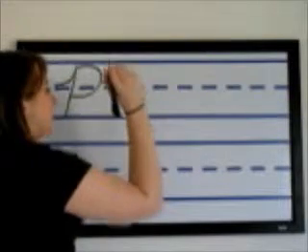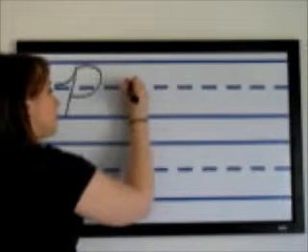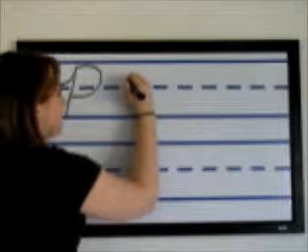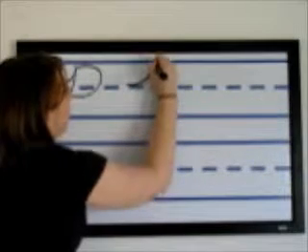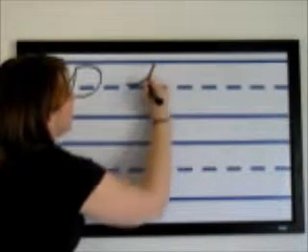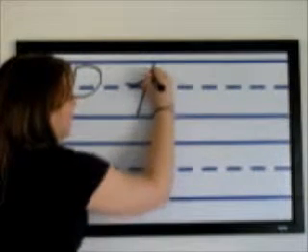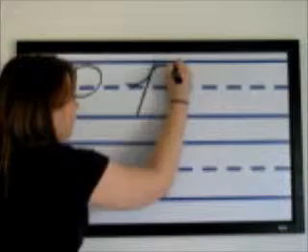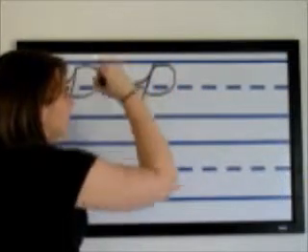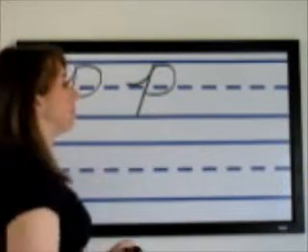Now here it is step by step. You're going to start near the middle line, and you're going to rock up to the top, make a slant line down to the bottom line, retrace that line back up to the top, curve around. There is your capital letter P.